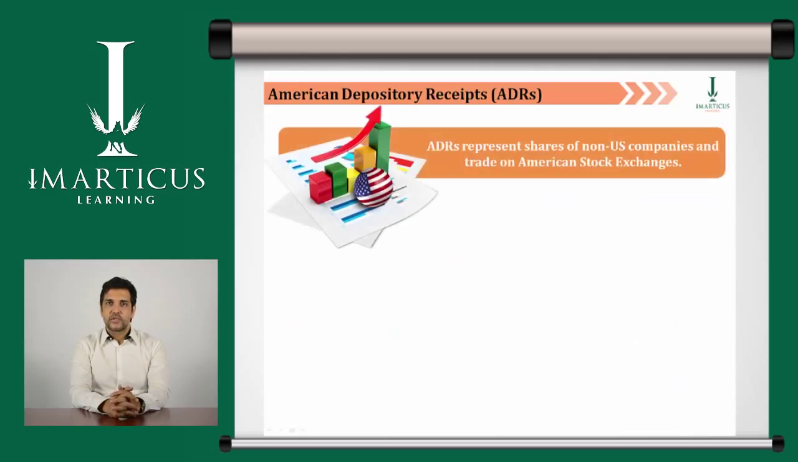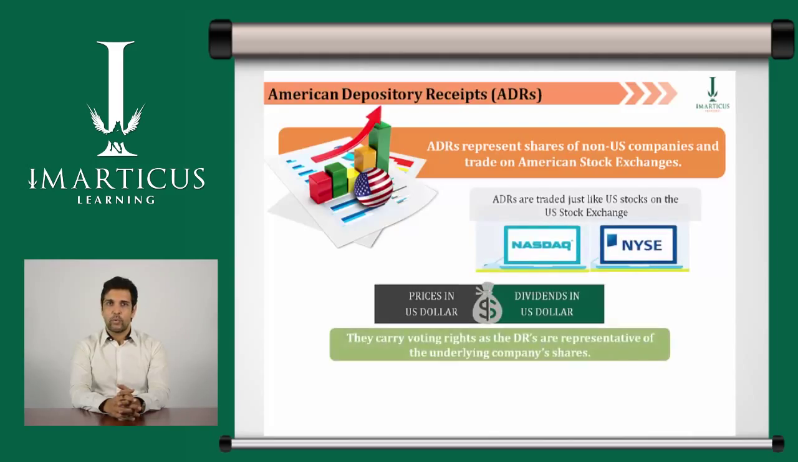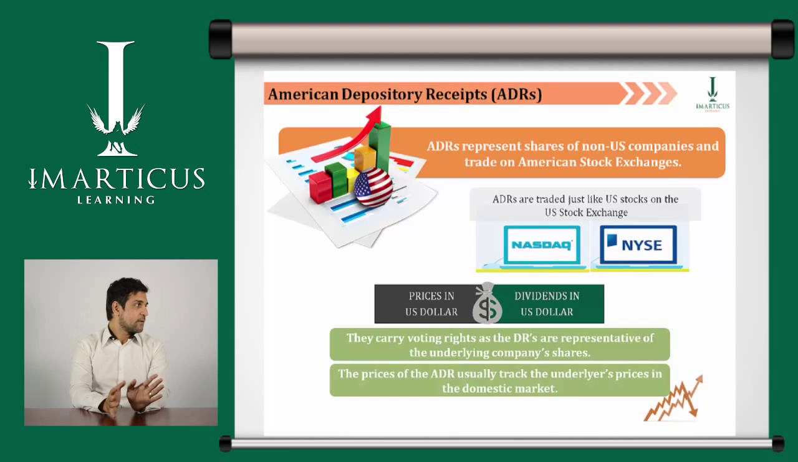ADRs represent shares of non-US companies and are still traded on US stock exchanges just like US stocks. Dividends are paid out in dollars. They carry the voting rights, as the DRs are representatives of the underlying company shares. ADRs can be listed on NYSE or NASDAQ. ADR prices are determined by the underlying share's domestic price.